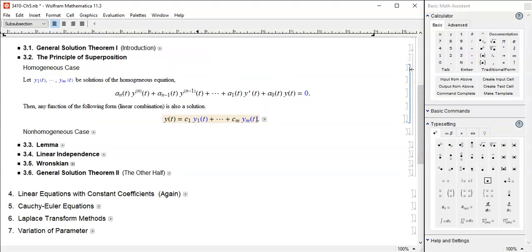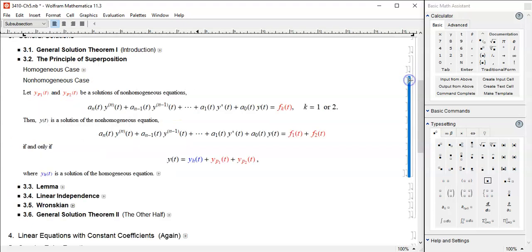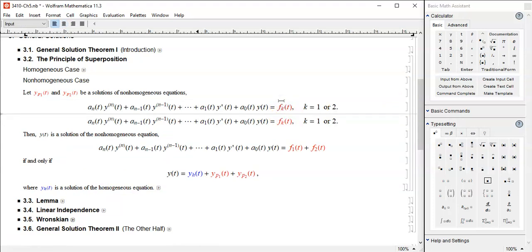Okay, how about the non-homogeneous case? This superposition is a little bit more important. Okay, here we go. And we have yp1 and yp2. We have two equations and two solutions. Excuse me, let me rewrite it in that regard.